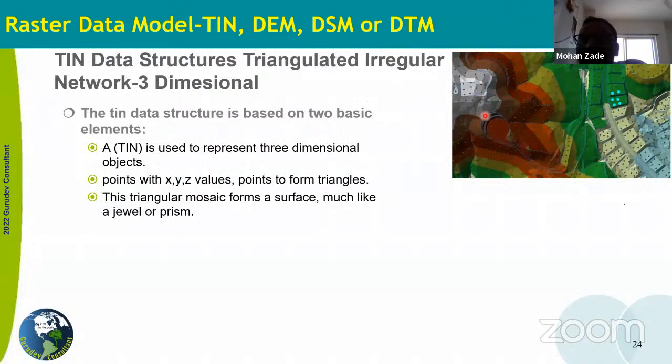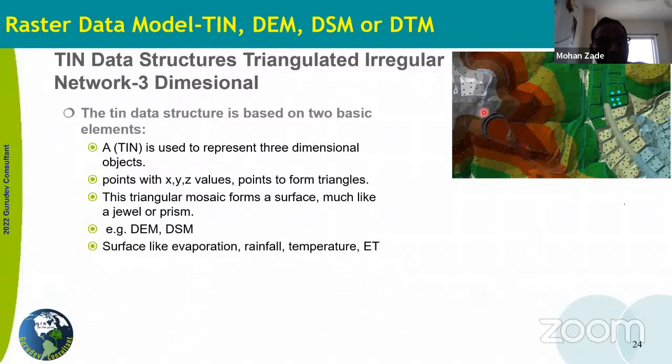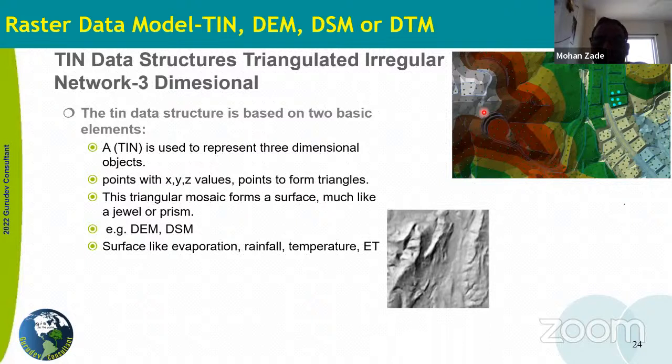So high elevations are placed on higher sides, and then those things are dropped. Each point stores X, Y, Z values in the form of triangles, and it becomes a triangulated irregular network. Examples are the digital elevation model or digital surface model. It can also represent evaporation, rainfall, or temperature, and so on.